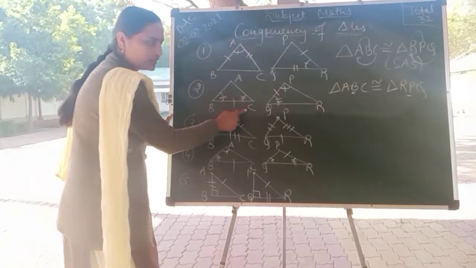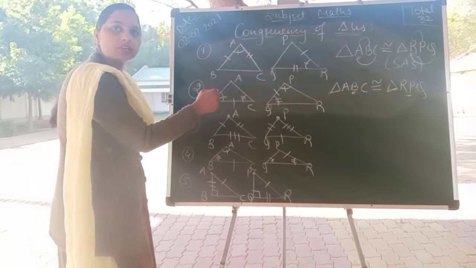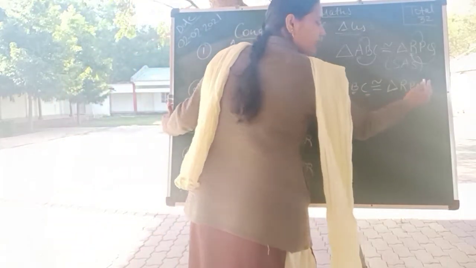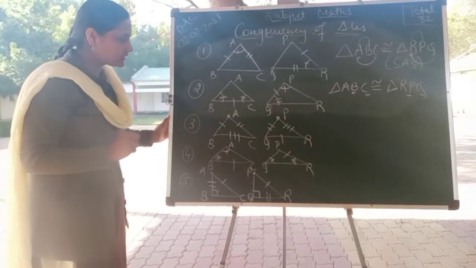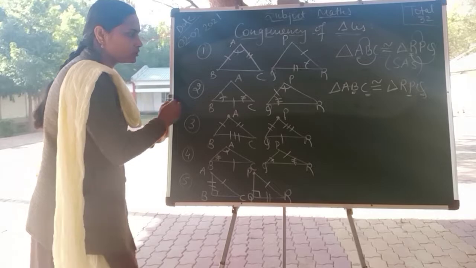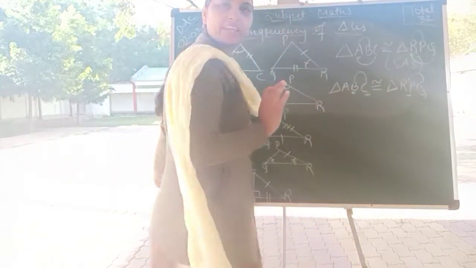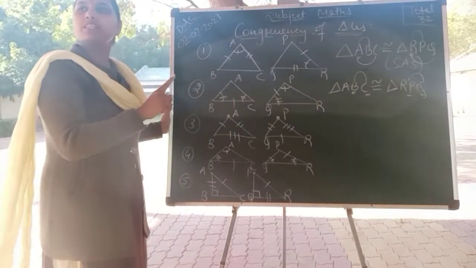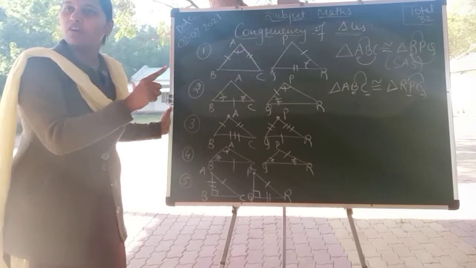Now let's see. Angle C double cut, angle Q double cut. It means angle C is equal to angle Q. Okay. Angle C is equal to angle Q. They are in third position. Right? Now next. BC is equal to PQ. So BC is equal to PQ. Correct? BC is equal to PQ. So yes, it is following the corresponding parts correctly. Therefore, this congruency symbolic form is correct.